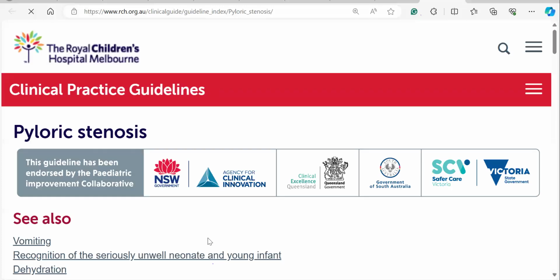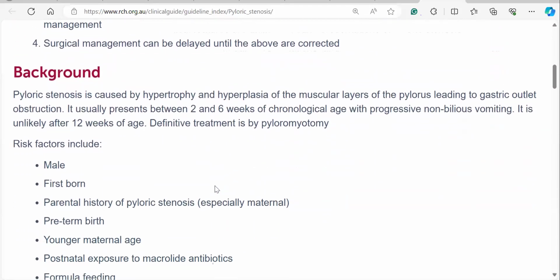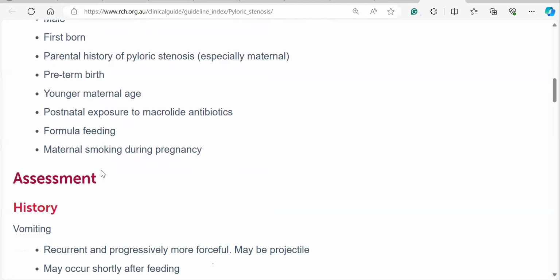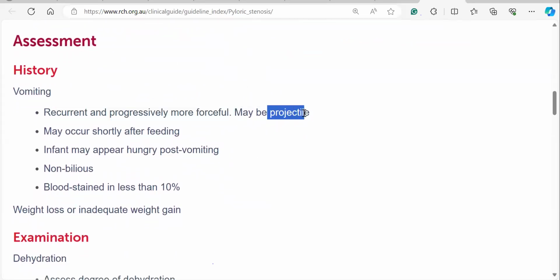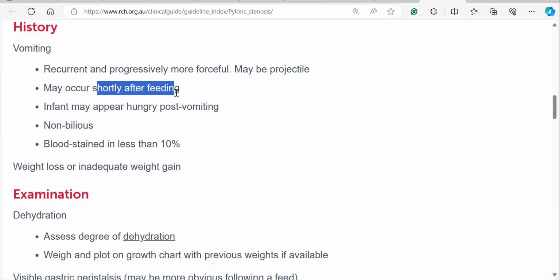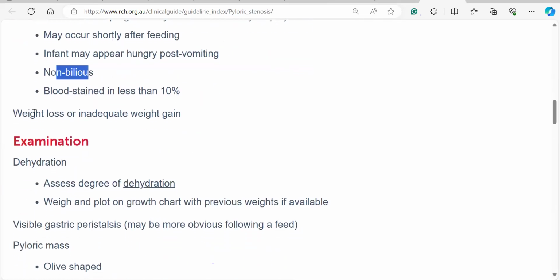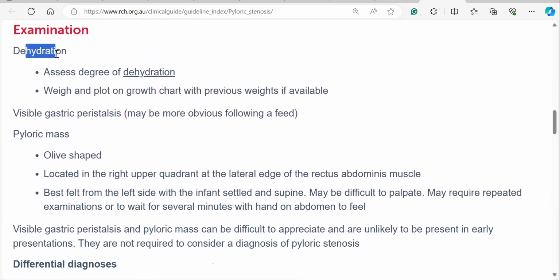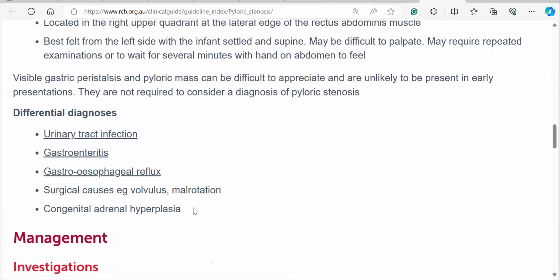Go to the RCH for this one as well. It's important. So these are the risk factors: male, firstborn, preterm. So all of these you can go through. And the vomiting is recurrent and progressively forceful projectile. May occur shortly after feeding. Infant appears hungry even after feeding. Non-bilious. And weight loss is one of the other findings. When you examine, you can look for dehydration, visible peristalsis, and an olive-shaped pyloric mass.